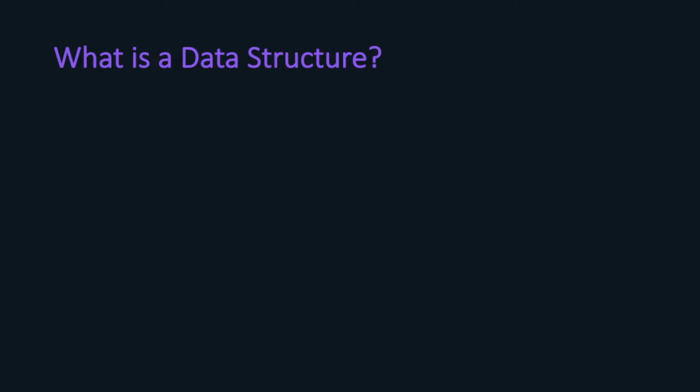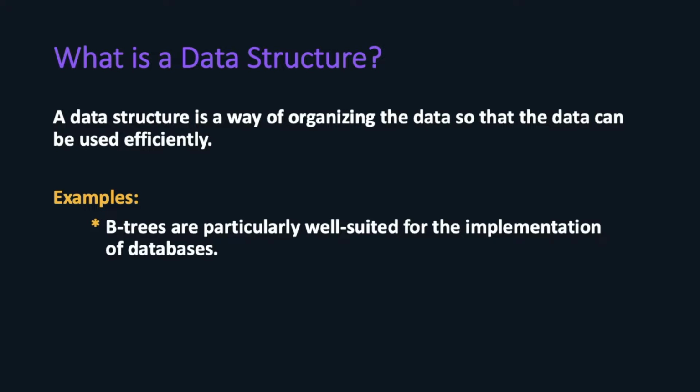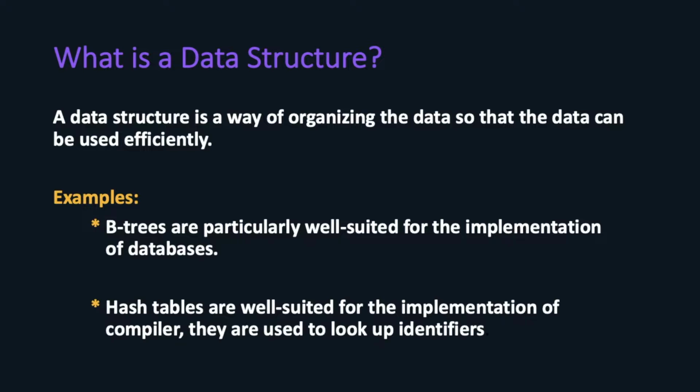So the first question is, what is a data structure? A data structure is a way of organizing the data so that the data can be used efficiently. There are some examples. B trees are particularly well suited for the implementation of databases. Hash tables are well suited for the implementation of compilers. They are used for lookup identifiers.